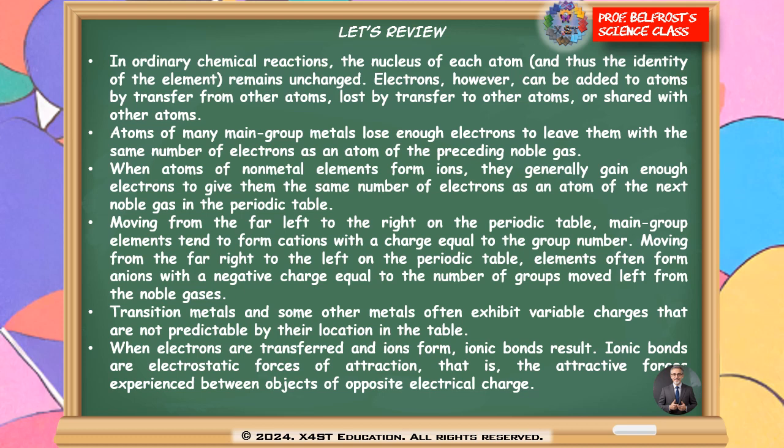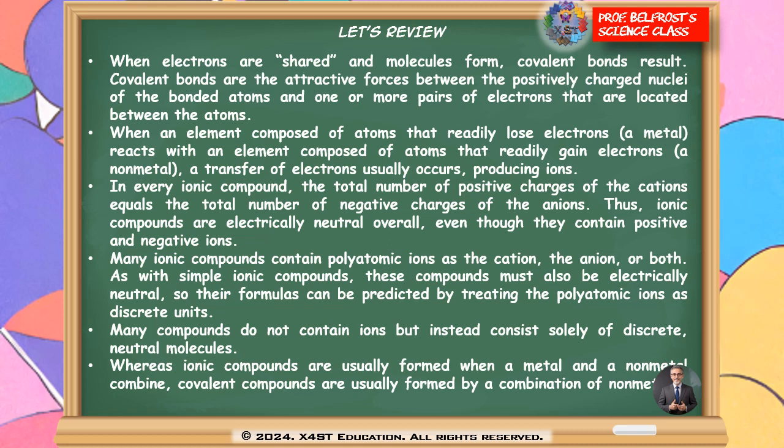When electrons are transferred and ions form, ionic bonds result. Ionic bonds are electrostatic forces of attraction, that is, attractive forces experienced between objects of opposite electrical charge. When electrons are shared between atoms of certain molecules, covalent bonds result. Covalent bonds are attractive forces between the positively charged nuclei of the bonded atoms and one or more pairs of electrons that are located between the atoms.